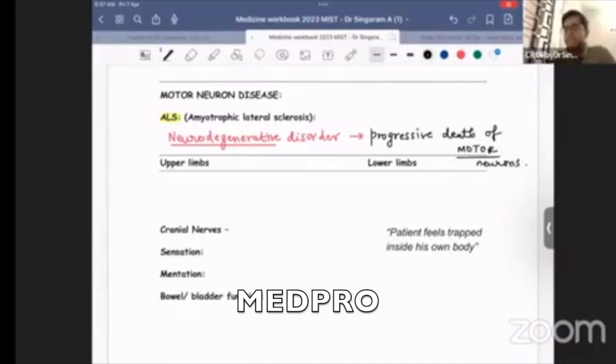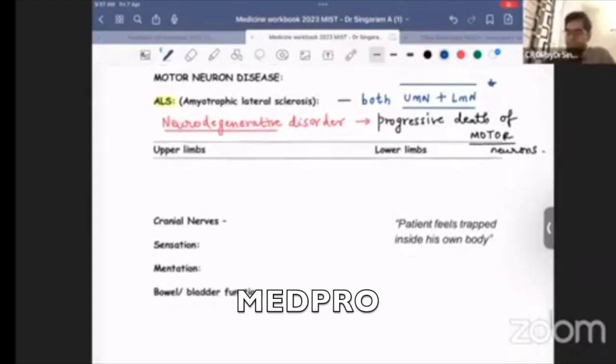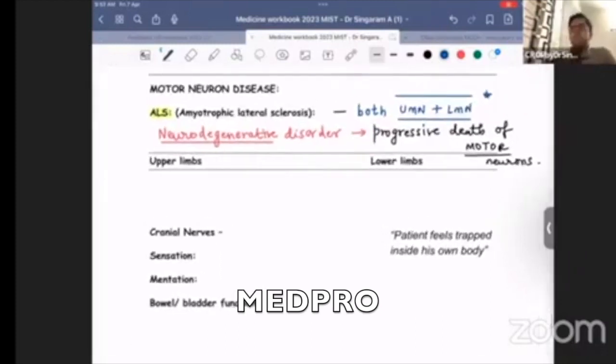And this is a disease characterized by death of both UMN and LMN. That is the point. It affects both upper motor neurons as well as lower motor neurons. This is important. It is not only UMN affected or only LMN affected. Both, in the brain, spinal cord, everywhere you can have the problem. That is what I'm trying to tell you. Now, the manifestation depends on the type of lesion. Whenever we talk about motor activity, we are mainly talking about limbs, upper limbs and lower limbs.